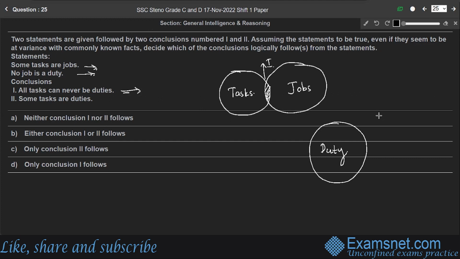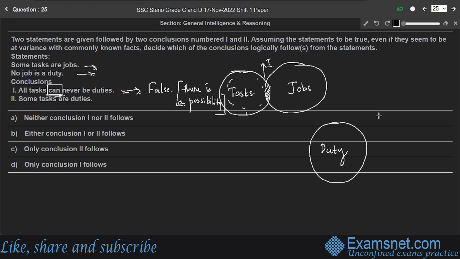Now come to the conclusion part. All tasks can never be duties. All tasks, that means every portion of the task, can never be duties. Never be duties means can never be. If there is the word can, that means there is a possibility. So we cannot say strictly that all tasks can never be duties. So it is a false conclusion. Though there is no relation between task and duty, there is a possibility.